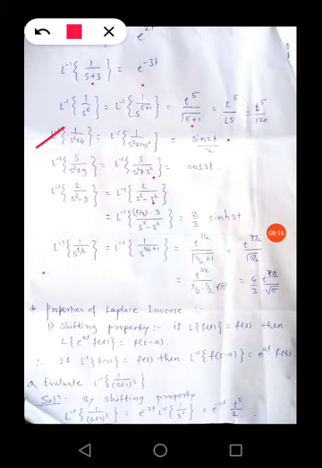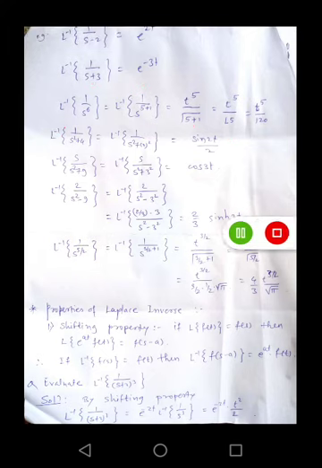Now let's see the last example, L inverse 1 over s raised to 5 by 2. So this is nothing but L inverse 1 upon s raised to 3 by 2 plus 1, which is equal to t raised to 3 by 2 divided by gamma 5 by 2. But gamma 5 by 2 is nothing but 3 by 2 into 1 by 2 into root pi. So this is nothing but 4 by 3 t raised to 3 by 2 divided by root pi.